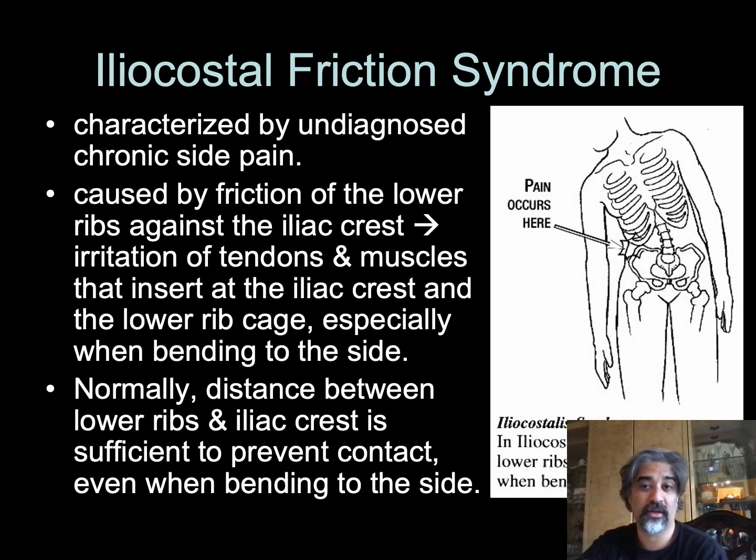The chronic part, we talked about how everything starts to compress. Well, there's something called iliocostal friction syndrome. This is a condition caused by friction of the lower ribs against the iliac crest, which leads to irritation of soft tissues. It's characterized by undiagnosed chronic side pain. The distance between the lower ribs and the iliac crest is normally sufficient to prevent contact between the two, even when bending to the side. But in iliocostal friction syndrome, friction and damage to the tendons and muscles that insert at the iliac crest and the lower rib cage occurs, especially when bending to the side.